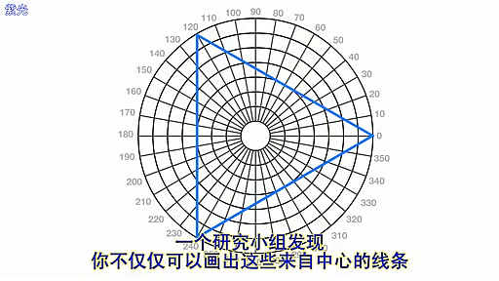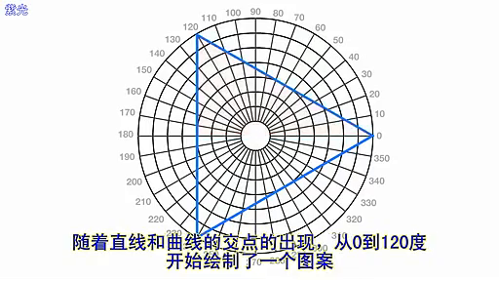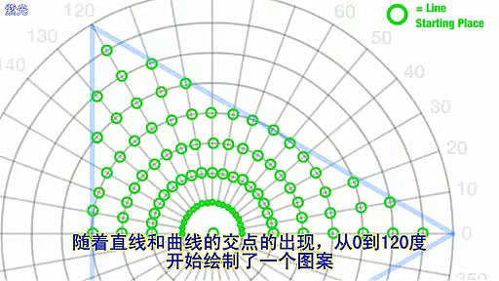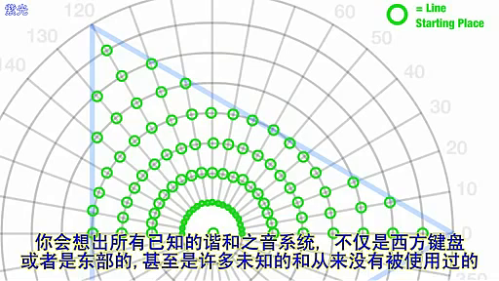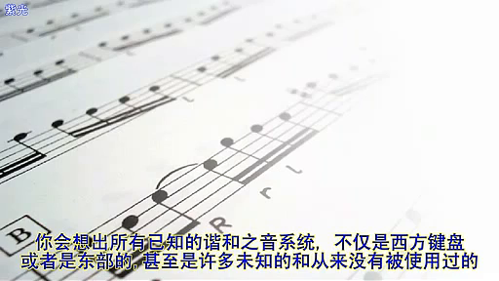A research team found that you can draw these lines not only from the center, but from any nodal points inside the upper half of the triangle, and you will come up with all known harmonics in existence. Basically, this means that anywhere the straight line and curved lines on the polar graph cross from 0 to 120 degrees and start making the pattern, you will come up with all known harmonic systems. Not only the Western keyboard, but the Eastern, and even many unknown systems that have never been used.